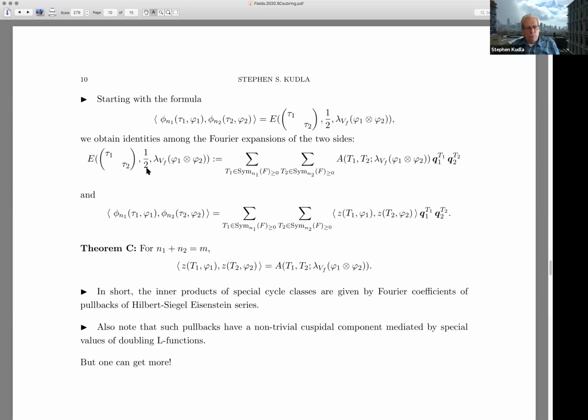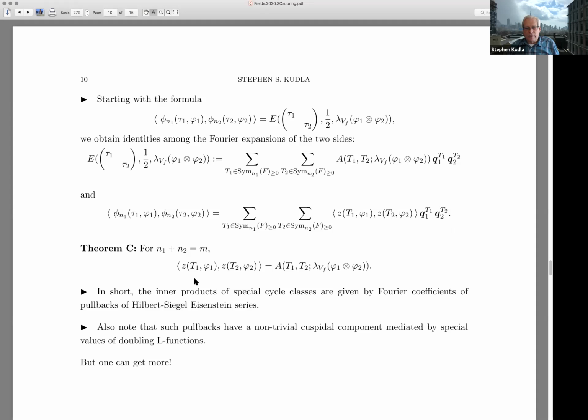What happens when I do Fourier expansions is that, just by definition, I'm expanding this as an automorphic form in tau 1, tau 2, so I get T1, T2 coefficients, Q tau 1, T1, Q tau 2, T2. So there's a Fourier expansion like this. It's a bi-Hilbert-Siegel modular form. And of course, this generating function also came to you in that way, where the coefficients are now the inner products of the corresponding classes, and these are equal.